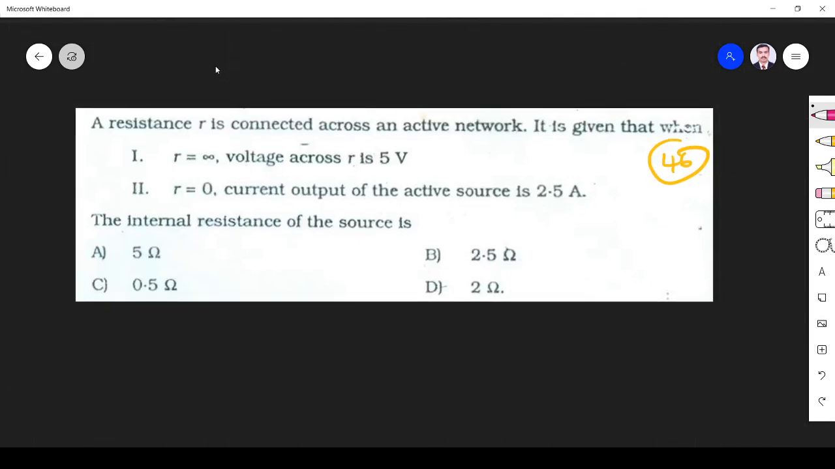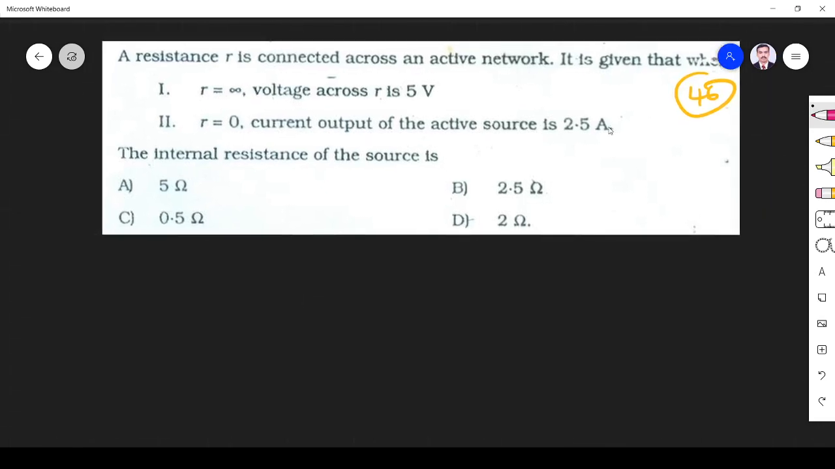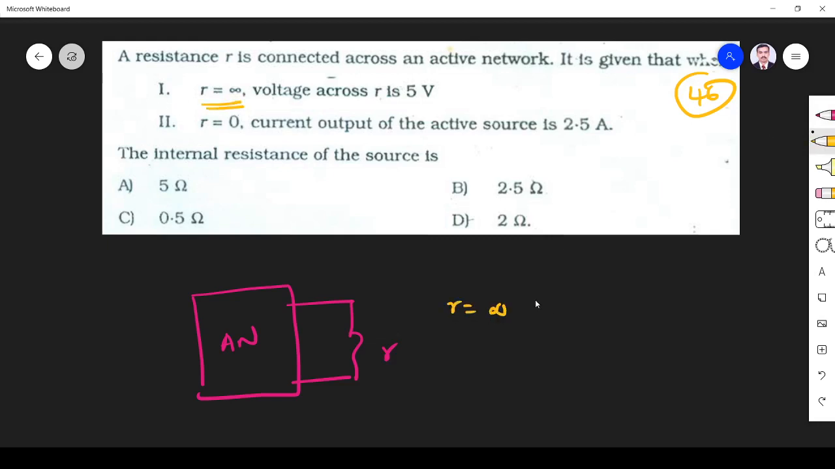Next one, resistance R is connected across an active network. It is given that when R is infinity, the voltage across R is 5 volt. When R is 0, the current output of the active source is 2.5 milliampere. What is the internal resistance? So you see we have an active network like this. Here one R is connected, right? So R infinity means open circuit. So when R is infinity, what is the voltage? 5 volt. Similarly, R 0 means short circuit where the current is 2.5 ampere.